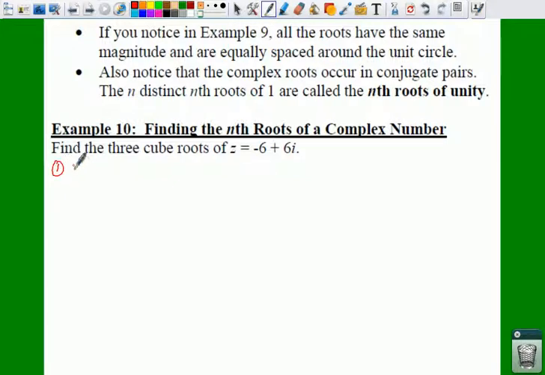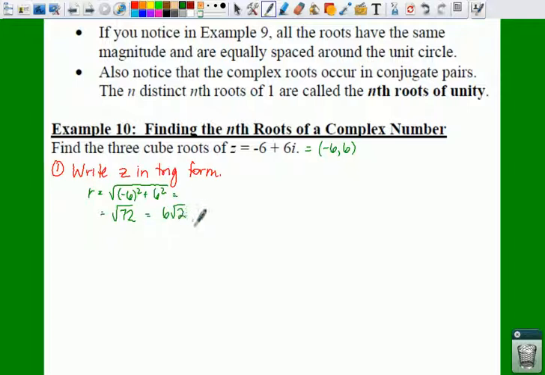First, you need to write your z in trig form. So when we do that, we actually have this ends up being a -6, 6. So we need to find our r value, which gives us -6 squared plus 6 squared, which is a radical 72, which we've reduced in the past, comes down to a 6 radical 2.